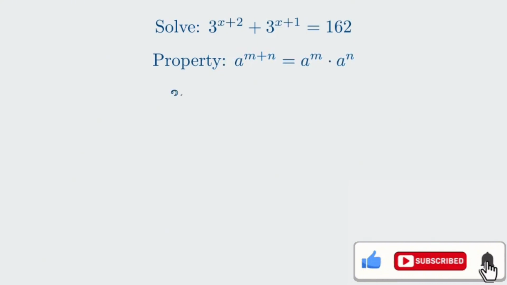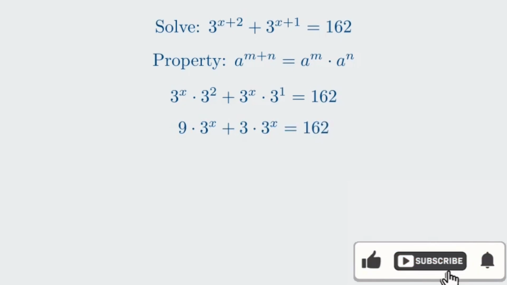So we can rewrite the equation. The first term, 3 to the x plus 2, becomes 3 to the x times 3 to the 2. The second term, 3 to the x plus 1, becomes 3 to the x times 3 to the 1. So the equation is 3 to the x times 3 squared plus 3 to the x times 3 to the first equals 162. Now let's simplify the constant parts. 3 squared is 9, and 3 to the first is 3. So we have 9 times 3 to the x plus 3 times 3 to the x equals 162.